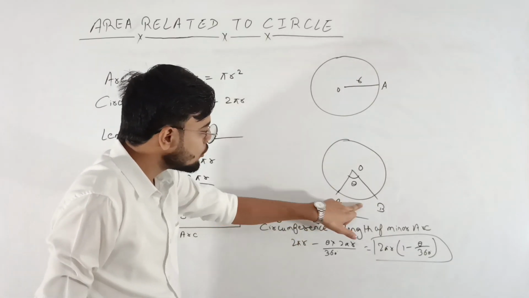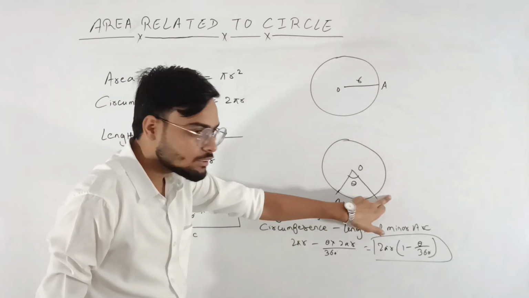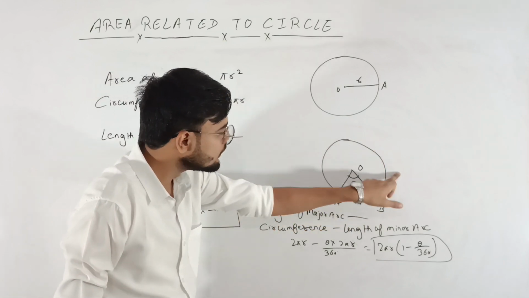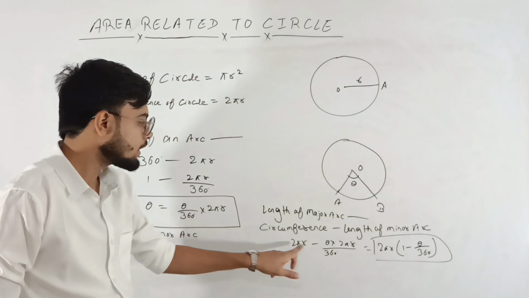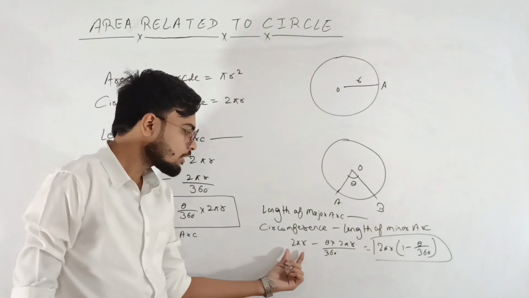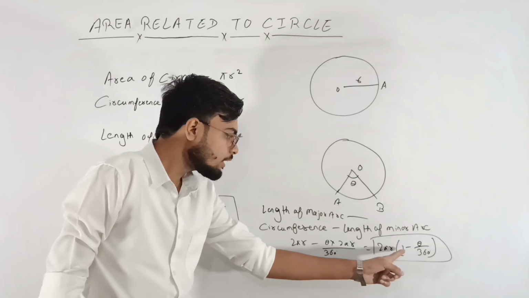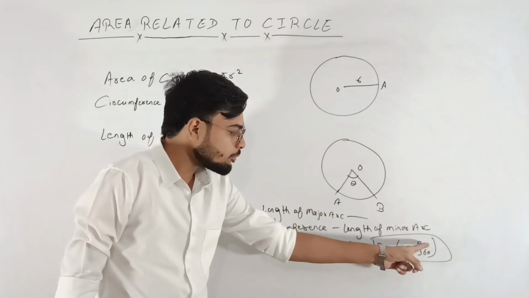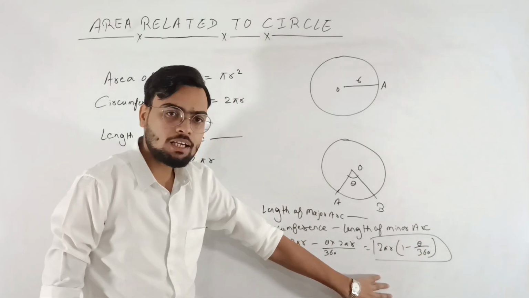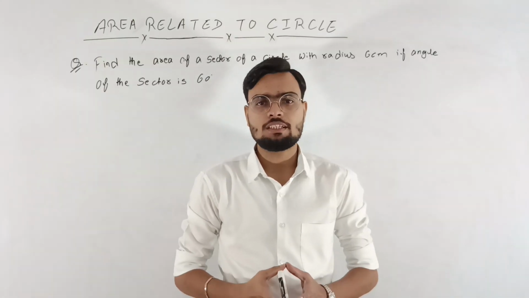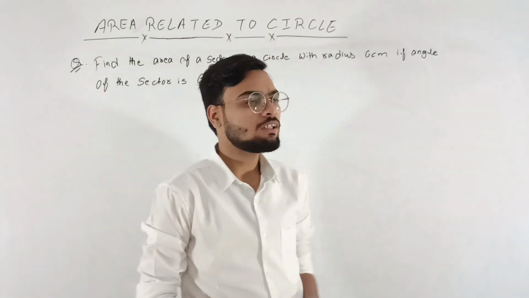From this one is the length of the minor arc, and this is the length of the whole circle. So I subtract this length from the bigger one, then I get the length of this major arc. So circumference minus the length of the minor arc: 2 pi r is the circumference and this one is the length of the minor arc. So I get 2 pi r common. So 2 pi r in bracket 1 minus theta upon 360 degree. This is the length of the major arc and this is the length of the minor arc. Okay, got it? Now let's see some examples related to area of a sector and length of an arc.